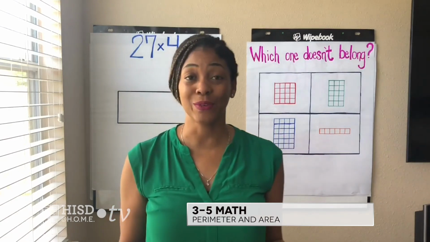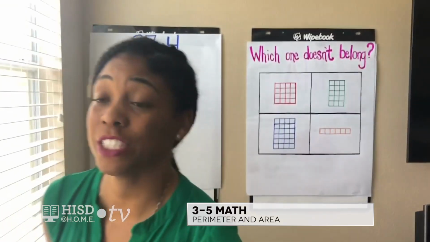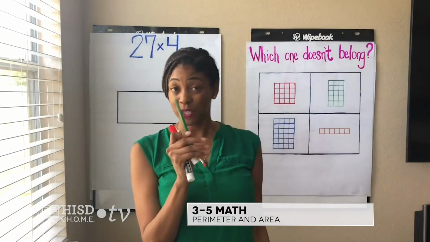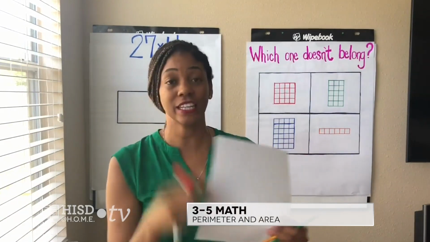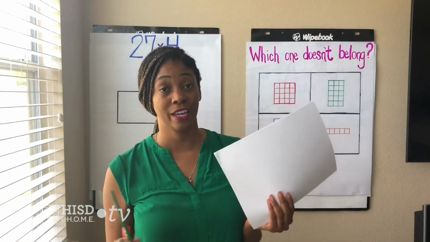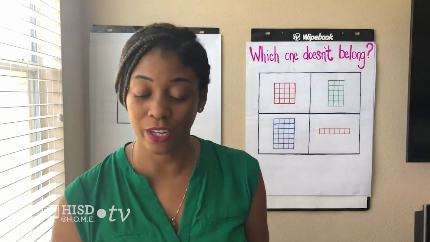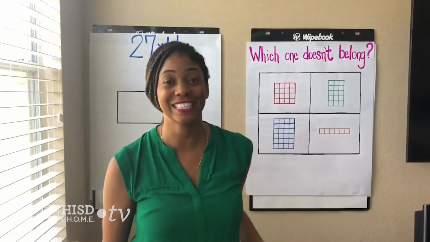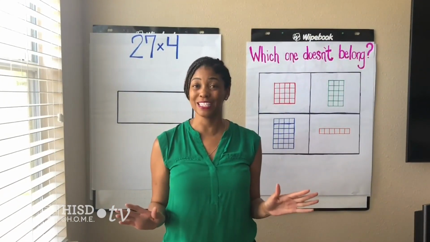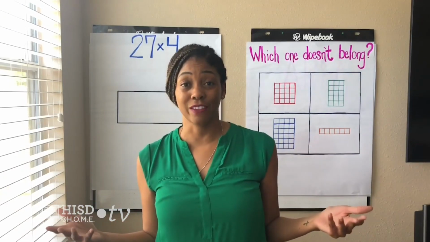Before we get started with our math lesson, I want to make sure you have everything you need. Make sure that you have some paper, any kind of paper, and pencils or markers, anything you can use to write with. And if you have some graph paper, go ahead and get some, because today's lesson is going to be over area and perimeter. We're going to do a little math practice with some multiplication and a little math warm-up where we get to explain some of our thinking.